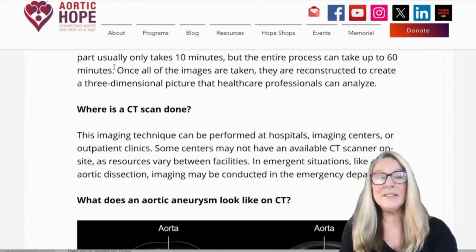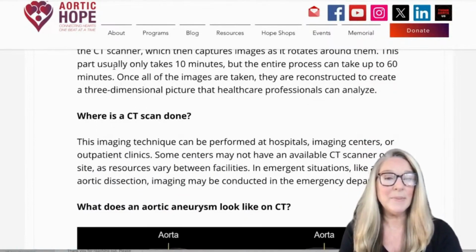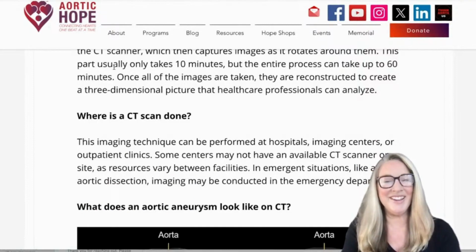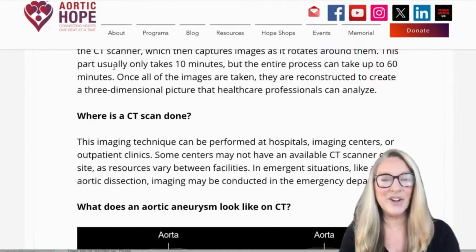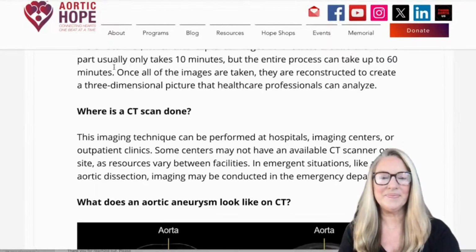So where is a CT scan done? This imaging technique can be performed at hospitals, imaging centers, or outpatient clinics. Some centers may not have an available CT scanner on site, as resources do vary between facilities. However, in emergent situations like an aortic dissection, imaging may be conducted in the emergency department.